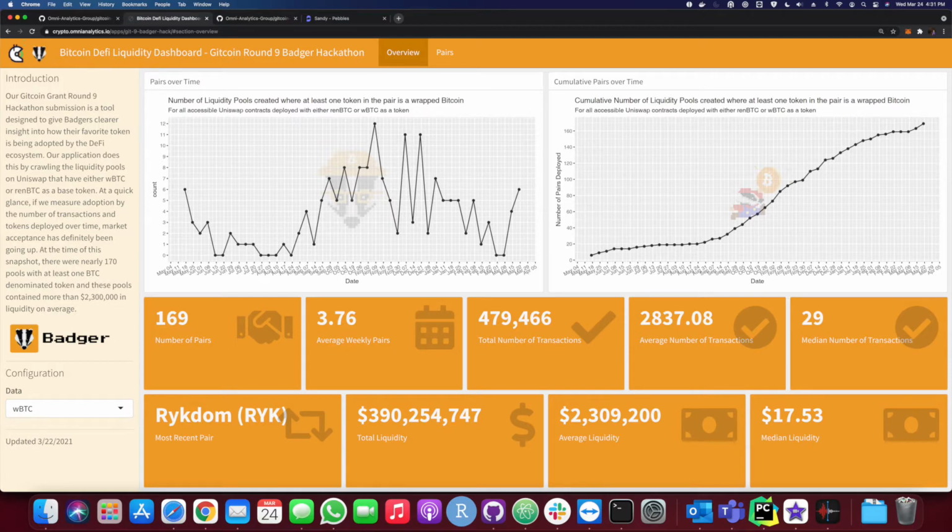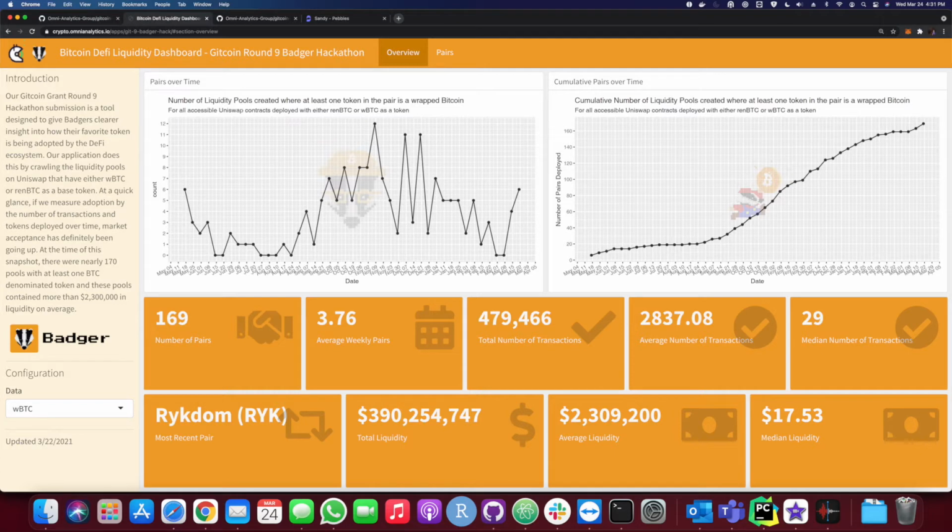To do this, we use Uniswap subgraphs to pull information on all the liquidity pools that had a wrapped Bitcoin in its pair. As it turns out, this was about 170 pairs, with data collected on the amount of liquidity at the time of querying and a timestamp on when the contract was deployed. We crunched a few numbers in R, made some plots in ggplot2, and then arranged this information into a neat Flex dashboard backed by Shiny. In this video, we'll demo the application with a short walkthrough of the graphs and statistics, so let's get started.